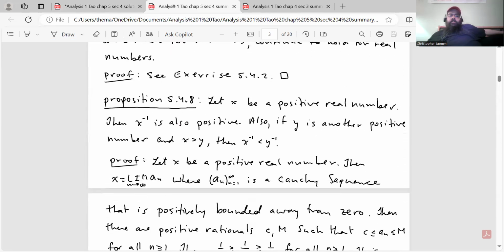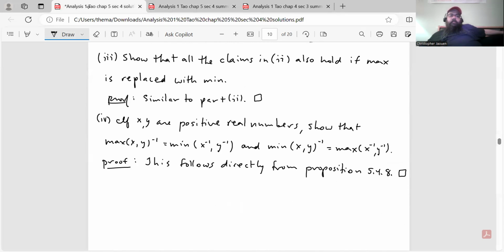That's this one here. So by the second part, if y is another positive number and x is greater than y, then x inverse is less than y inverse. So part 4 here follows directly from that. I didn't really write it out, but you can do it if you want to be complete.